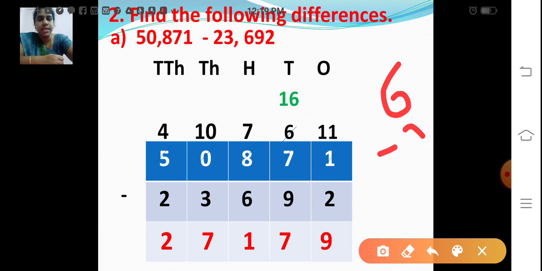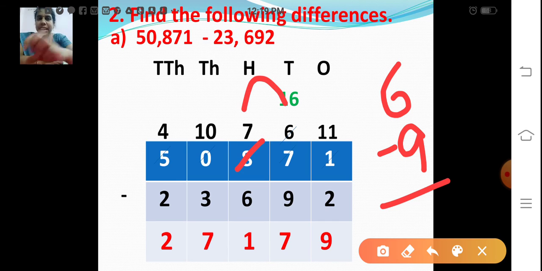6 minus 9. Can you subtract these two numbers? It is not possible, so I'm going to borrow 1. So 8 I'm having, so my hundreds place will become 7. My tens place will become 16.